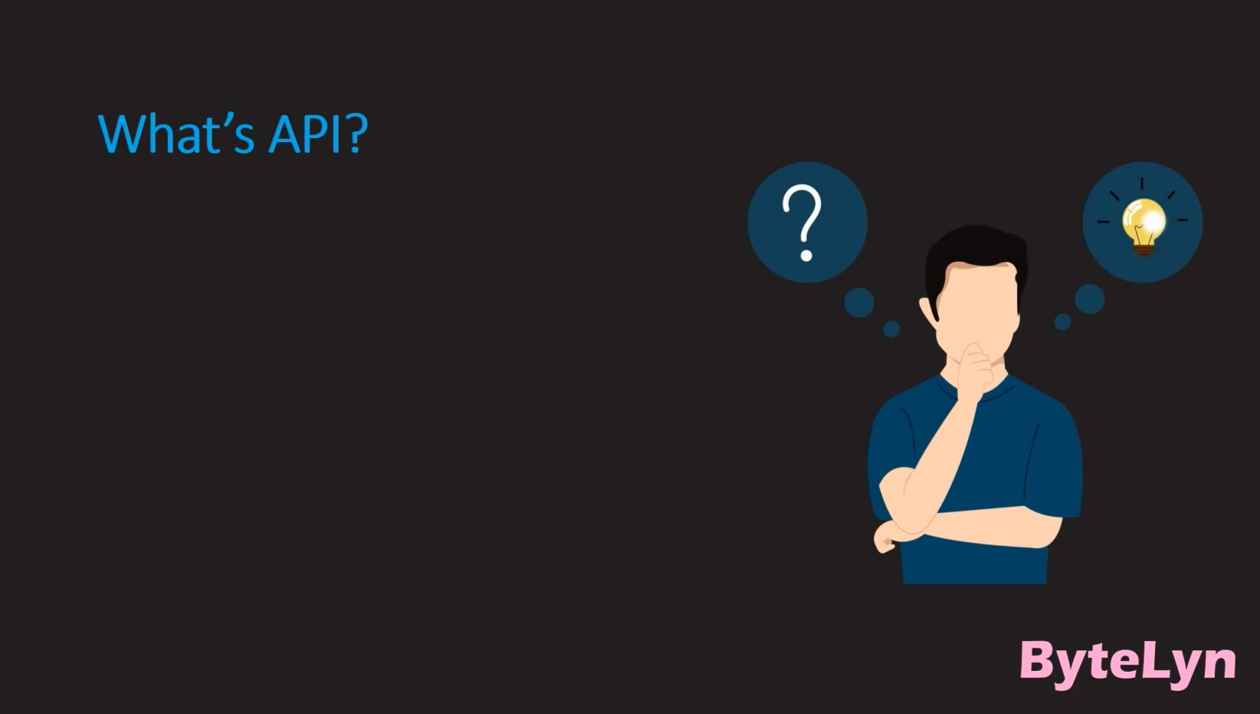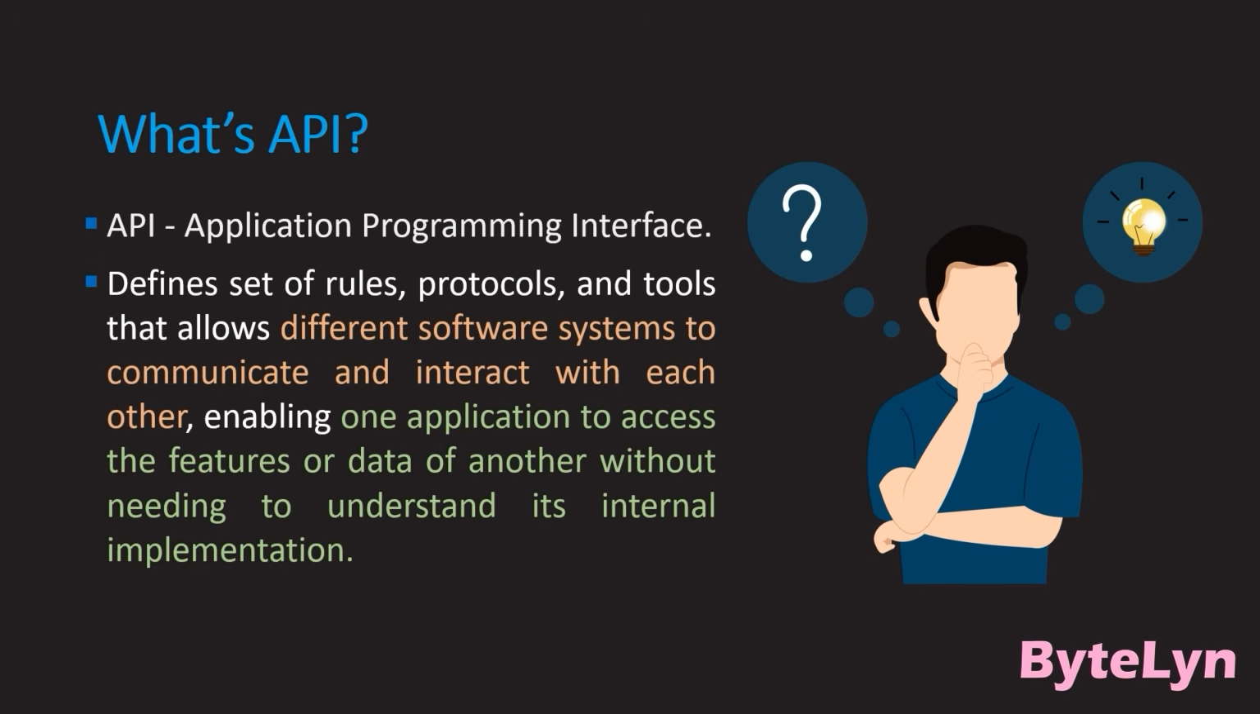Let's take a look at what an API is. What does API stand for first? It's an application programming interface. Let's look at the definition of it. It defines a set of rules, protocols and tools that allow different software systems to communicate and interact with each other, enabling one application to access the features or data of another without needing to understand its internal implementation.